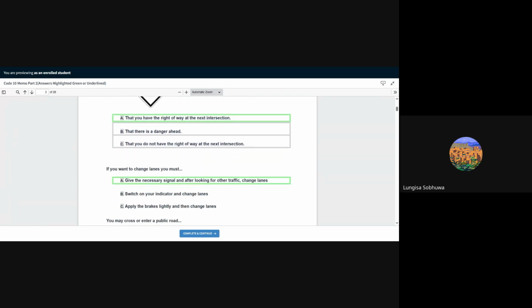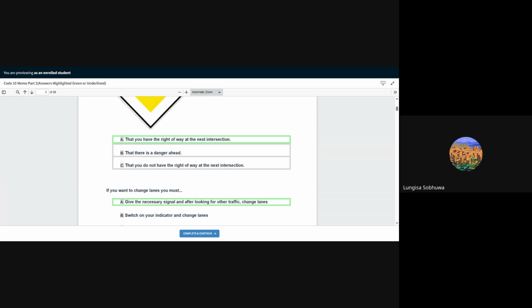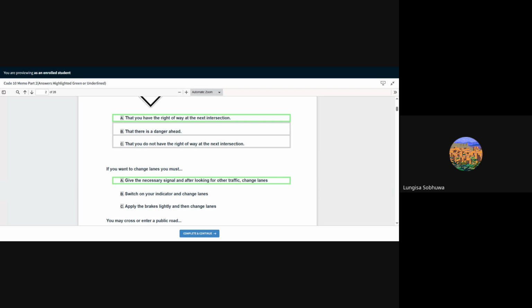We keep scrolling, and please do stop me, guys, if you cannot see your screen. I don't want you to stop me in the middle of the process, because it's very important that you learn. This is for your preparation. This is Code 10 Learner's License, by the way, part 2. We did part 1 yesterday.